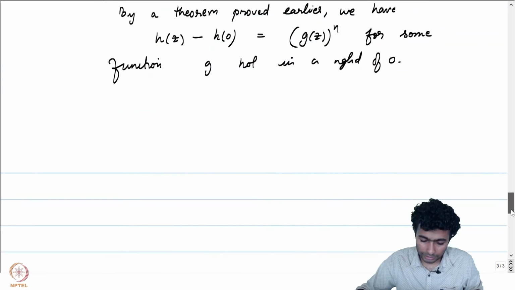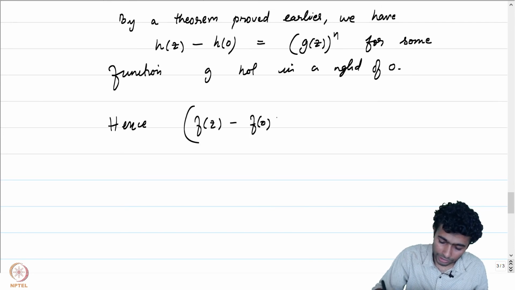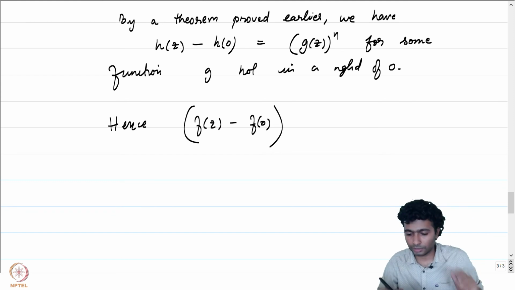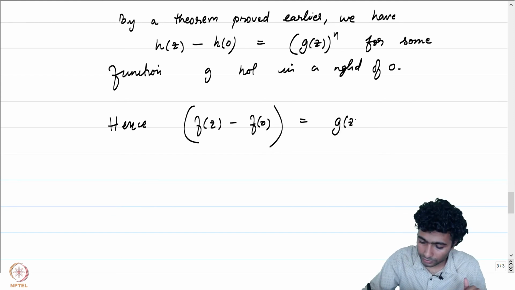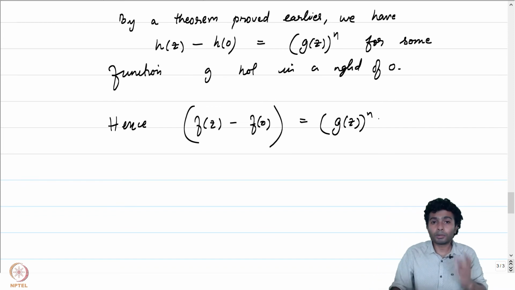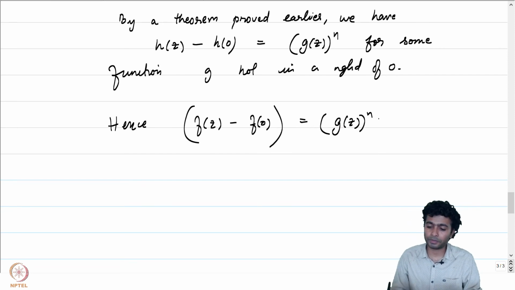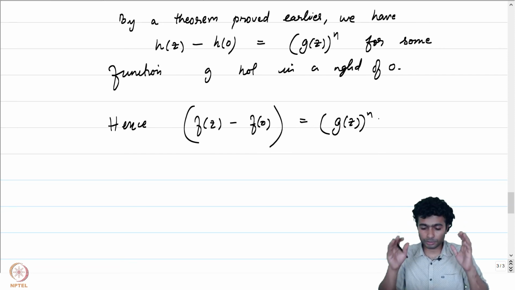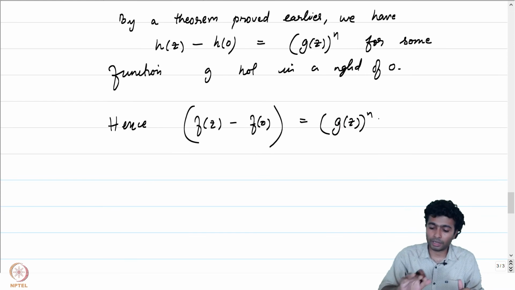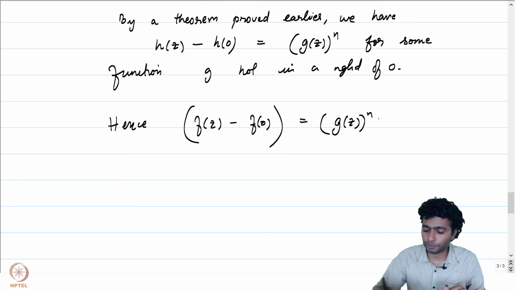So we hence get to conclude that f of z minus f of 0, that is our h minus h of 0, which is 0, is equal to g of z to the power n. We know exactly what the properties of this function g are. g is an injective function in a neighborhood of 0, and it maps 0 to 0. This much we already know. And we finally can write f of z minus f of 0 as g of z to the power n, which is precisely what we were asked to prove.